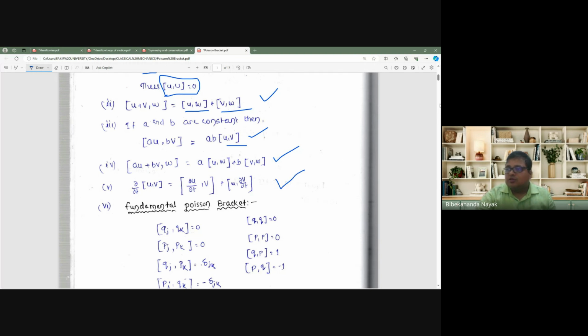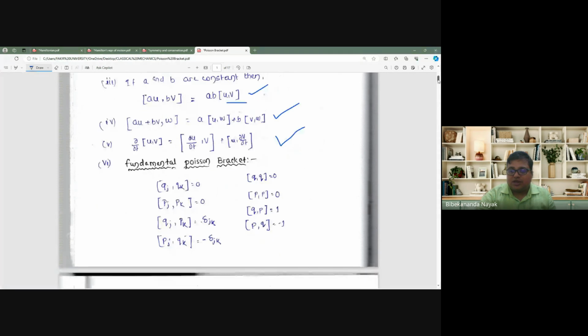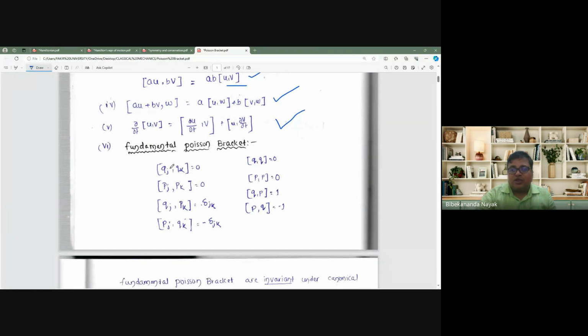Then the fundamental Poisson brackets. If both are the same coordinate, we already saw that the bracket of the same variable is zero. So for qj, qk, the same variable q, it will be zero. For pj, pk, the same variable, it is zero. But if it is q, p, then it is delta jk, and for a particular q, p, it is one. If it is reversed, p, q, then it is minus delta jk, because of anti-commutativity, or particularly minus one. Okay, these are the relations.